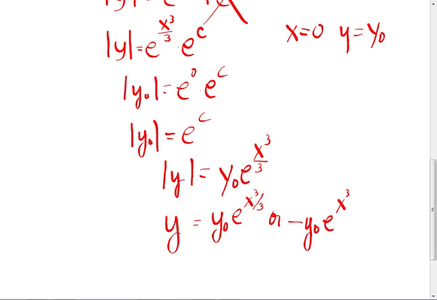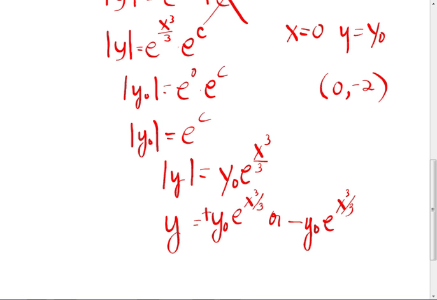And the way you decide if it's the plus or the minus is you have to look at the initial conditions. So if it had been 0, negative 2, for instance, then I would have to take the negative one. Because this is all going to be a positive number.